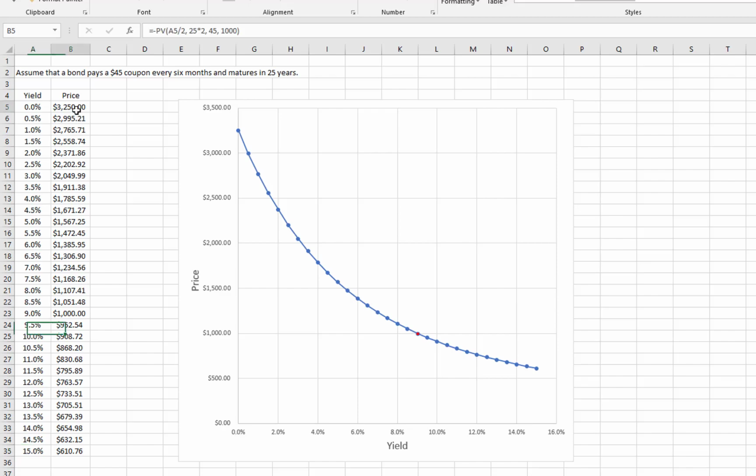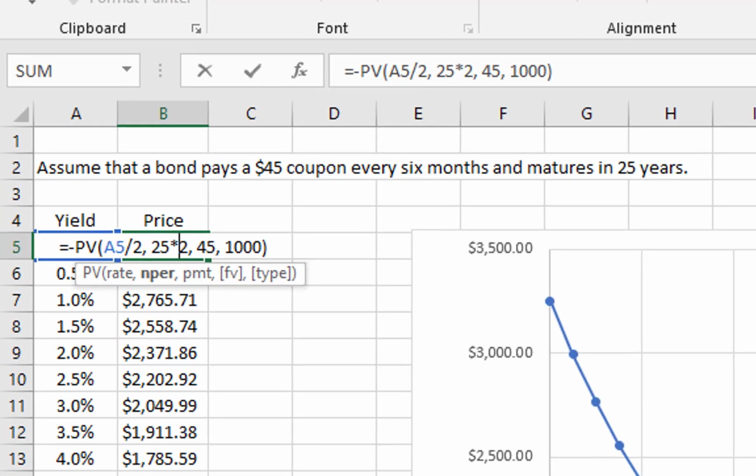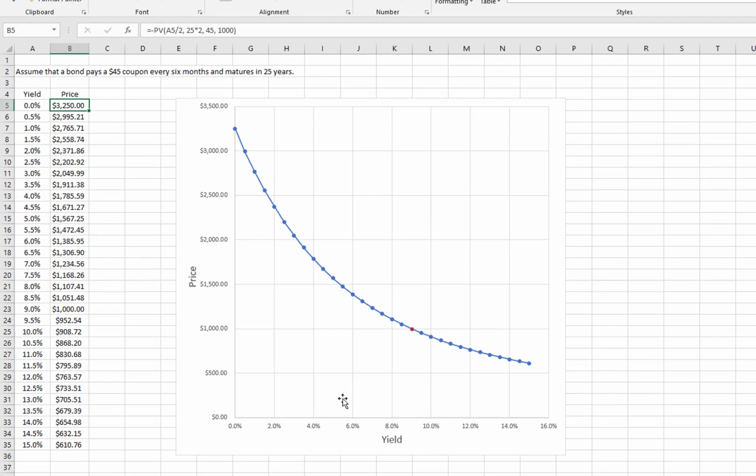If you look at any of these individual price functions, I'm just using the present value function, the yield to maturity divided by 2 to get a periodic discount rate. The number of periods is 25 years times 2 periods per year. The cash flows are $45 per 6 months, and then $1,000 at maturity. If I just copy that formula all the way down, I get all these results.